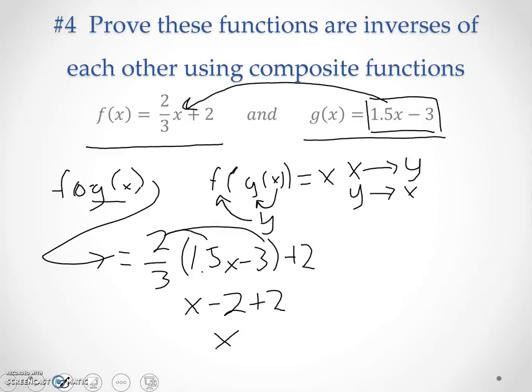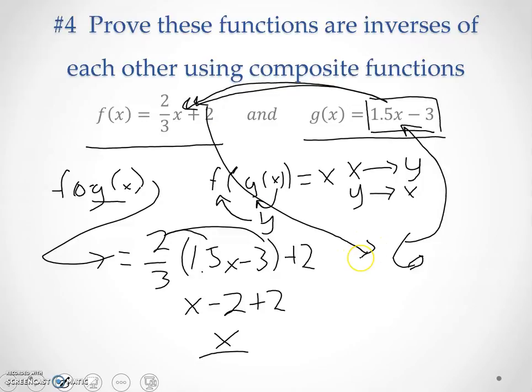So whatever I stick in for this function, it's going to map itself back onto what I originally started with, which means they're inverses. And I could do this with specific numbers as well. So for example, if I plug a 6, and I just picked 6 randomly, and I plug that into the g of x function, I'm going to get a number. But then if I plug that number into the f of x function, it's going to put me back at 6.